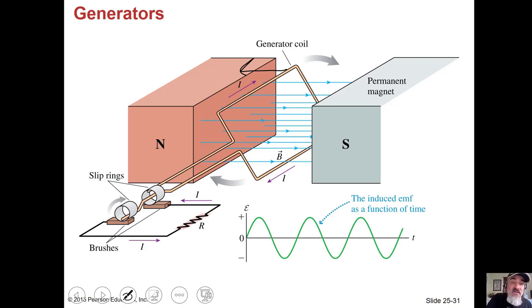If you notice, when it flips around one direction, a different part of this will be in contact with the other one. These are brushes, so sometimes with generators you have to change the brushes. The brushes are just there to make contact. Okay, and then you could actually produce a voltage that looks like this. Otherwise, the loop here would go one way and then flip back the other way. It wouldn't keep moving. Okay, so it's just a mechanical way of getting this thing to keep flipping over.